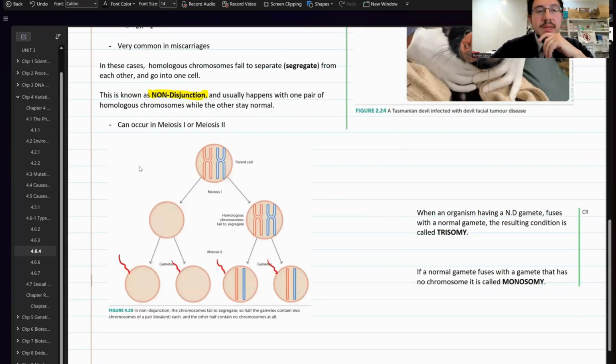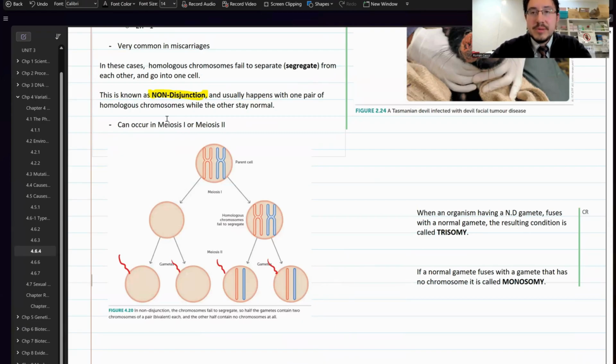Why this occurs is basically that the homologous chromosomes fail to separate. Another word for separation is segregation. They fail to segregate from each other, and instead they go into one cell. This is also known as non-disjunction. It usually happens with one pair of homologous chromosomes, and the other ones pretty much stay the same. Each homologous pair goes to each side during meiosis and things like that.